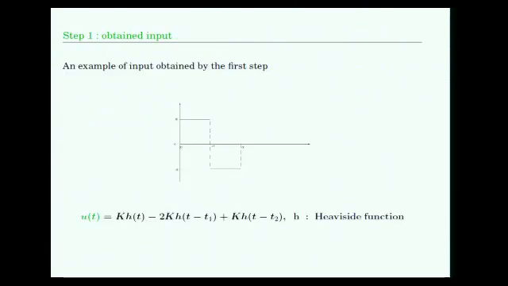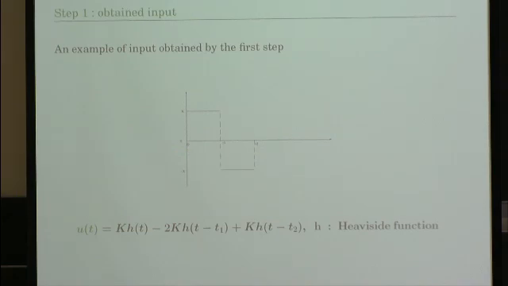Now, here we have an example of input obtained by the first step. Here the value is k. We know that this expression can describe this signal. And in this expression, the function h represents the Heaviside function.